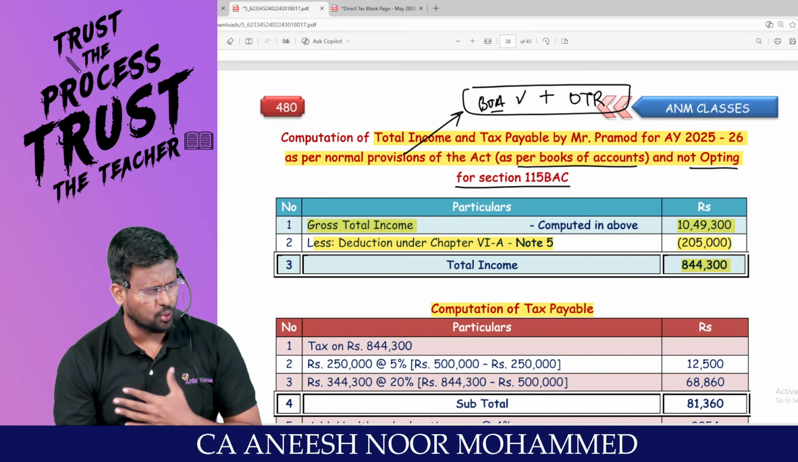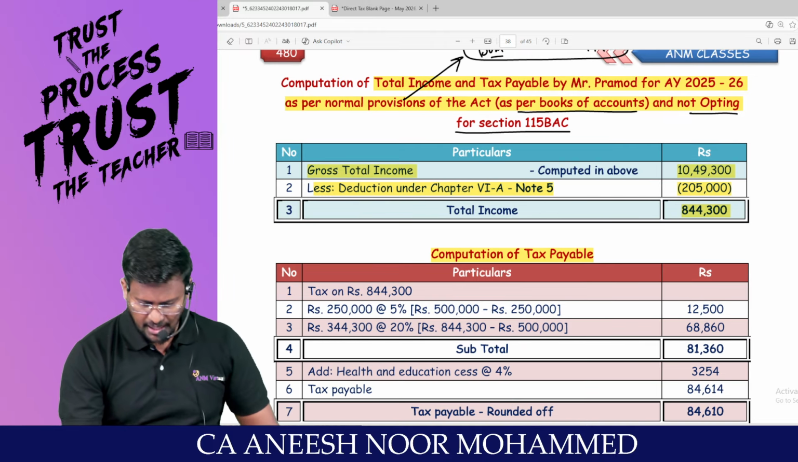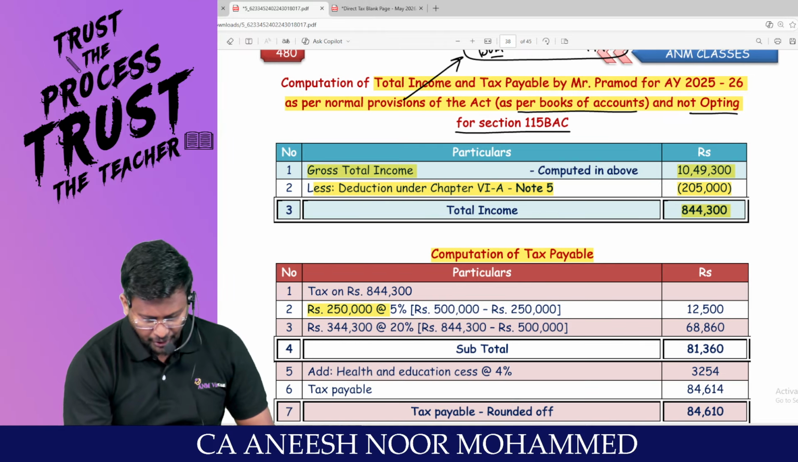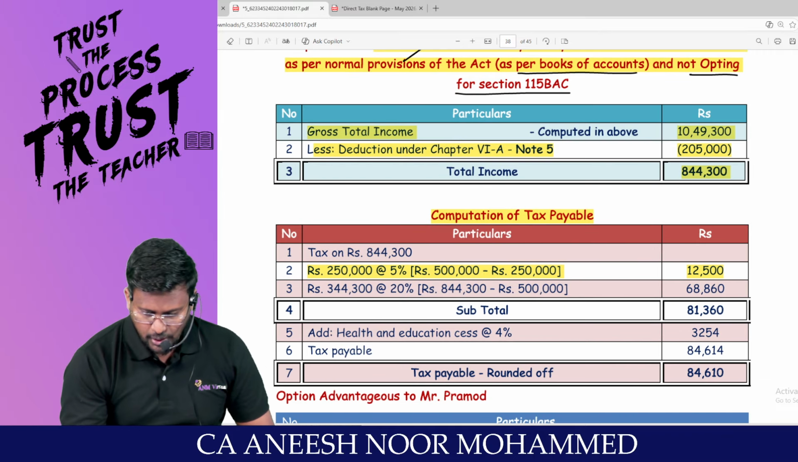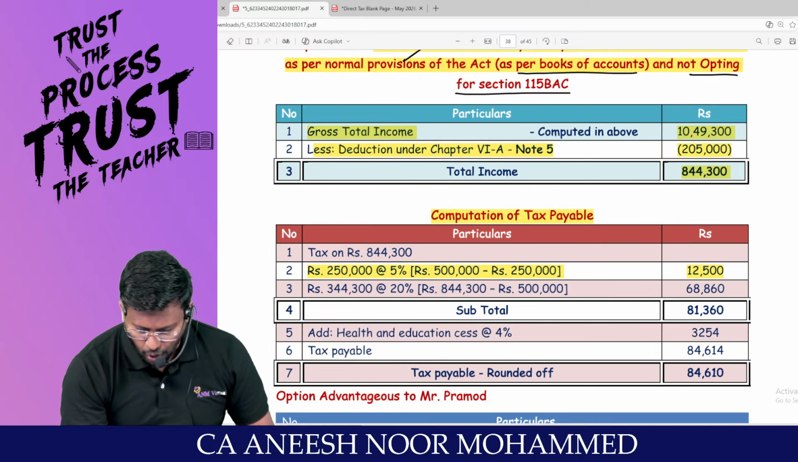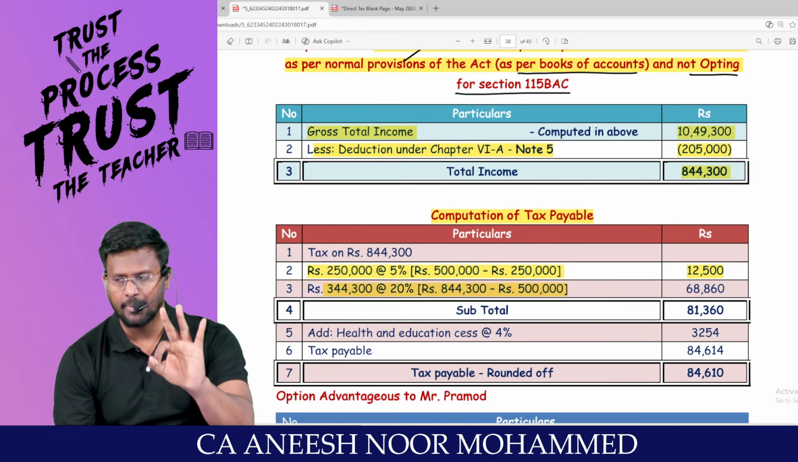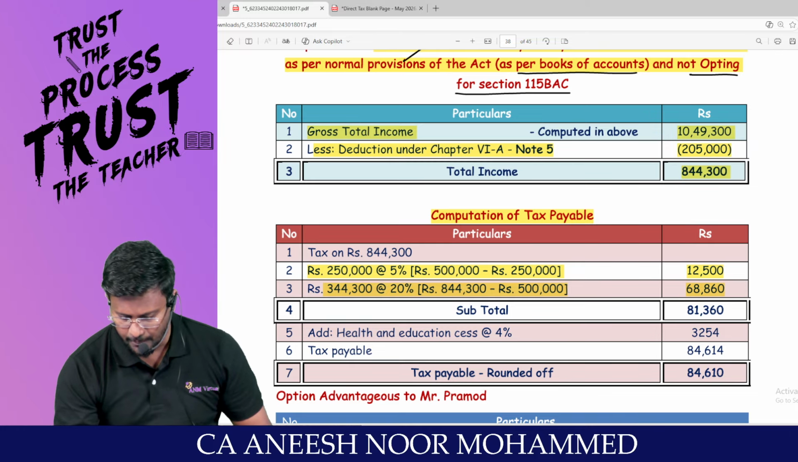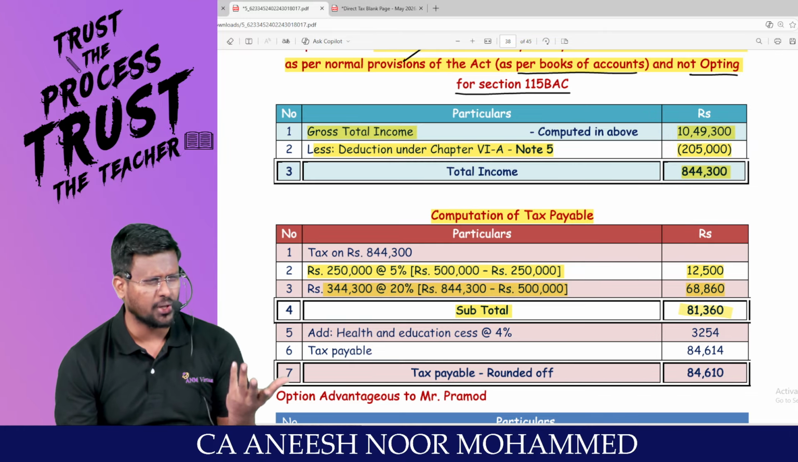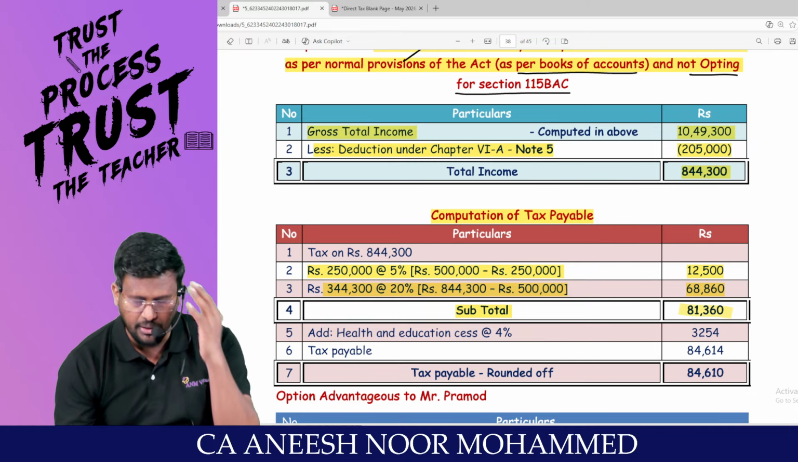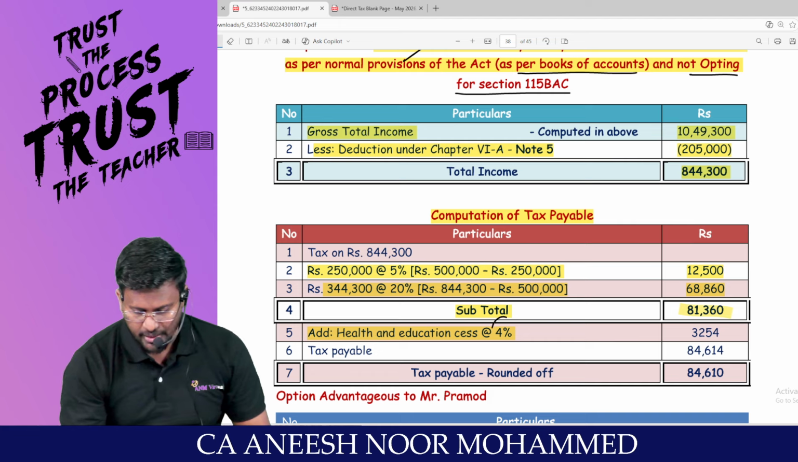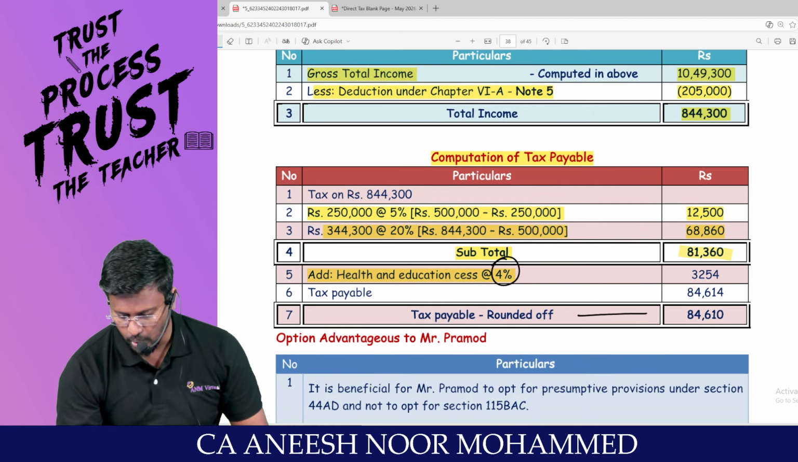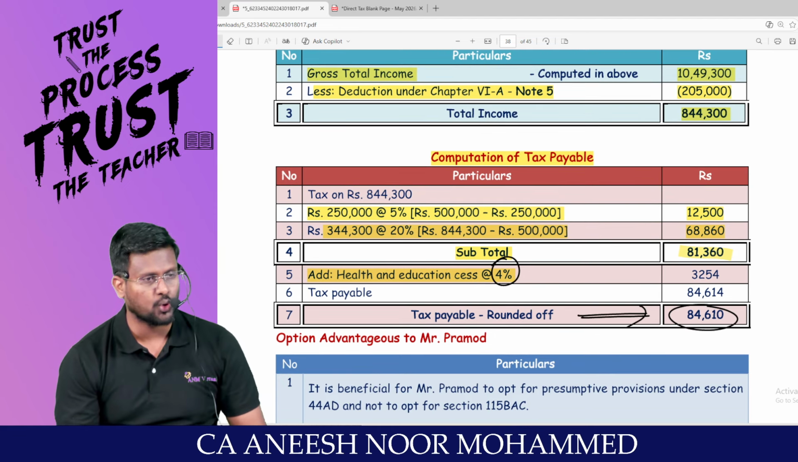Now I'm going to travel through which tax regime? Sir, up to 2.5 lakhs nil, 2.5 lakhs to 5 lakh at 5%, 12,500. Am I right? Remaining 3,44,300 is there, which will be taxable at 20%. Subtotal. Since the total income does not exceed 50 lakhs, there is no headache of surcharge. On that, just charge health and education cess at the rate of 4%. Total tax payable, you will get 84,610.